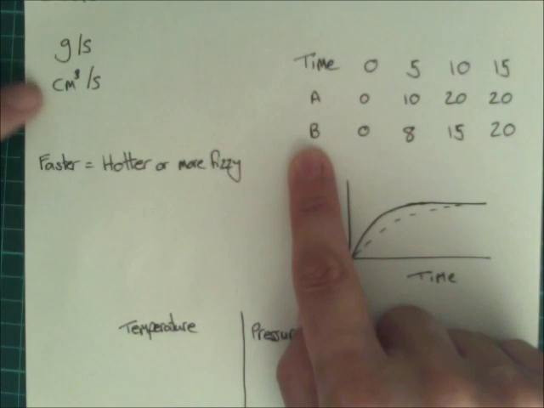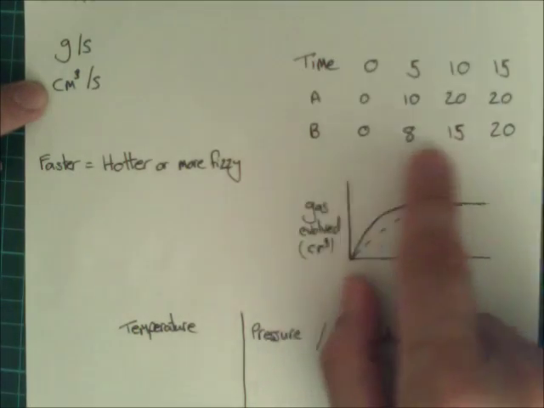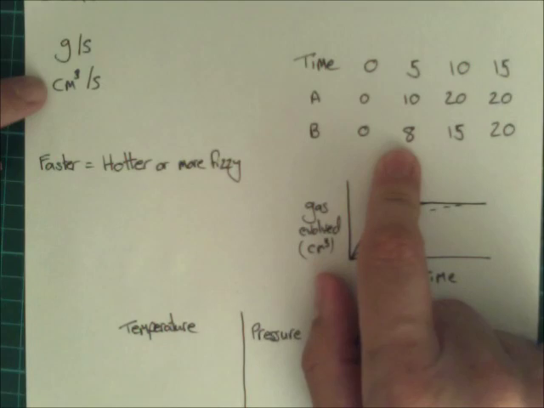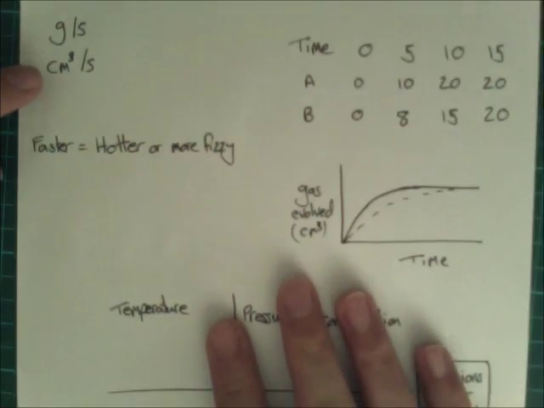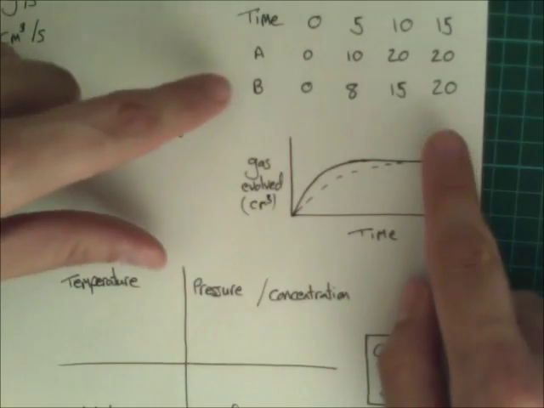While we're looking at that, let's look at some of the units. If we're having a gas escaping, then the mass of a reaction vessel might go down, so the rate might be in grams per second. And if we are measuring the gas given off as we're doing in this one, the rate's units will be centimeters cubed per second. Let's have a look at the graph that we might get from these results.